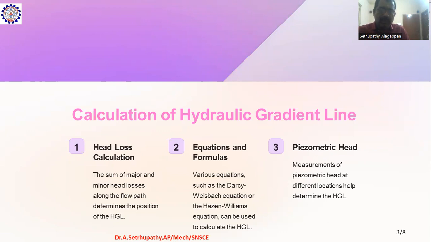First, head loss calculation: the sum of major and minor head losses along the flow path determines the position of the hydraulic gradient line. The second is equations and formulas. Various equations such as the Darcy-Weisbach equation or the Hazen-Williams equation can be used to calculate the hydraulic gradient line. The third is piezometric head. Measurements of piezometric head at different locations help determine the HGL, the hydraulic gradient line.